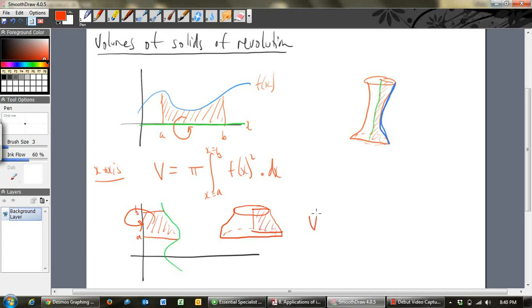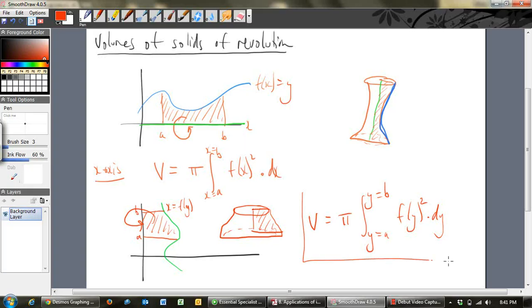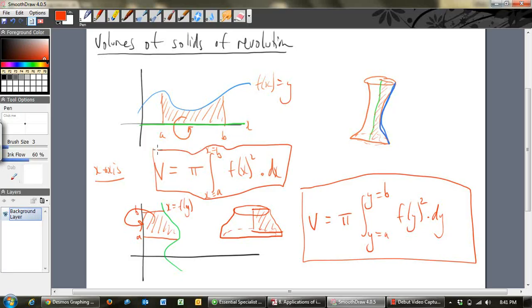If we did that, the volume would be equal to, and in this case we would need to know x as a function of y. Again we need to know the inverse of that function. Here we had y as a function of x. Here we'd need x as a function of y, and so that would be equal to pi, the integral from y equals a to y equals b, of f of y squared dy. And so they're the two formulas, depending on whether you're going around the x-axis or the y-axis. That's rotated around the y-axis.